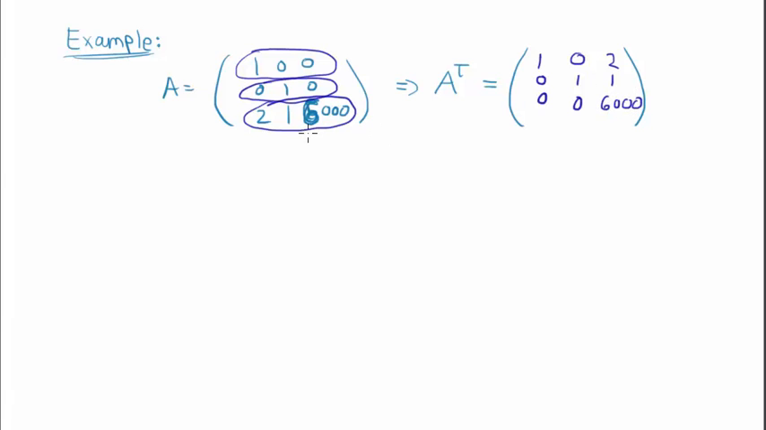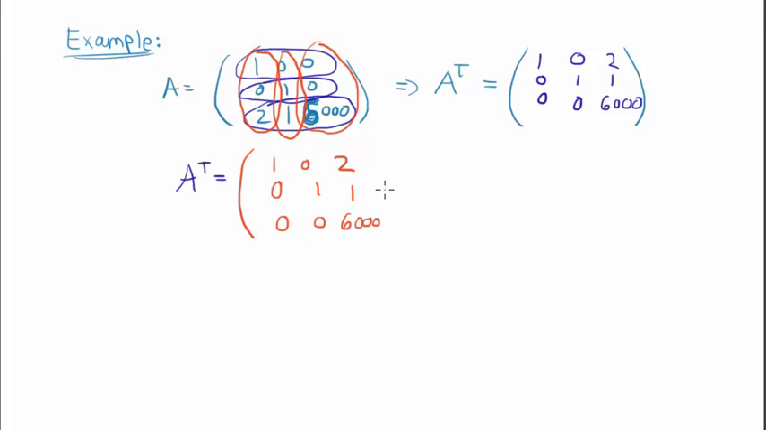Now, there's another way you can do that. Since you're basically just reversing columns and rows, you can also think about it as, let's use a different color over here, my first column becomes my first row. So it'll be 1 0 2. My second column becomes my second row, so 0 1 1, and then my third column becomes my third row, so 0 0 6,000. It's up to you, it's your personal preference which one you want to reverse. It doesn't matter because as you can see, these two matrices are exactly the same.